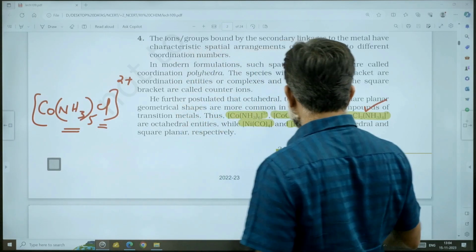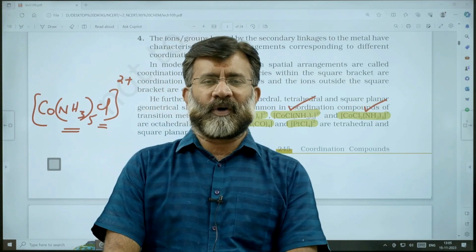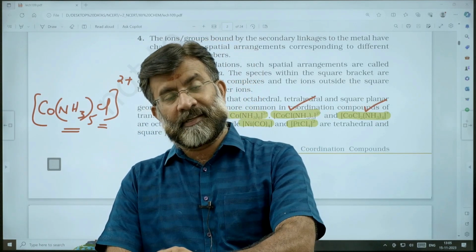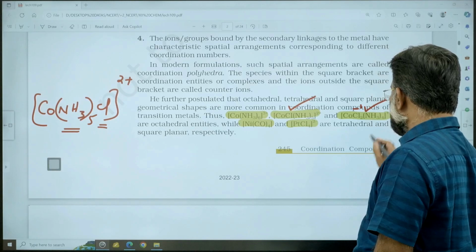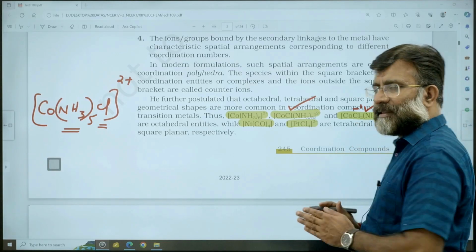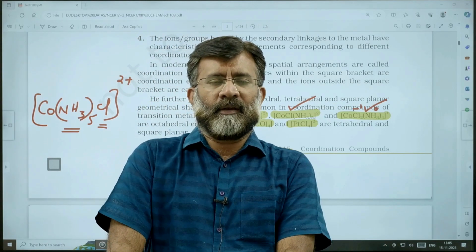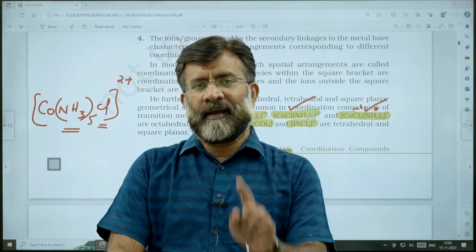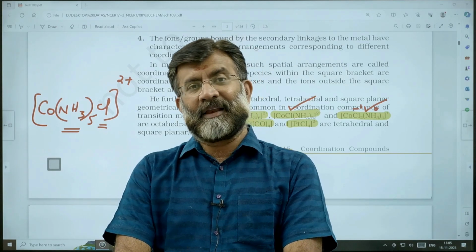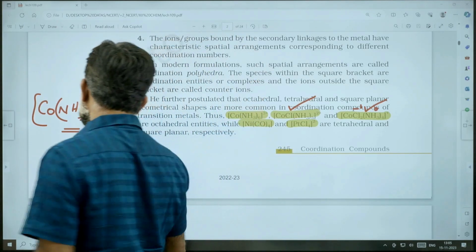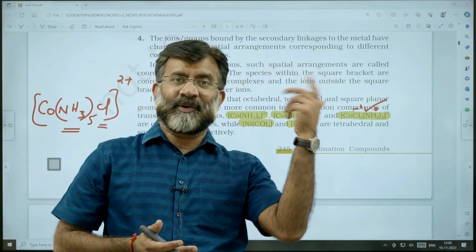This is according to old conventions. In the old conventions, the order of writing ligands was anionic ligand first, neutral ligand next. Chlorine is an anionic ligand, first. Ammonia is a neutral ligand, next. That is the old convention. According to the modern IUPAC recommendation, the ligands should be written in alphabetical order. Hope you understand. So this is correct. What is written here, I am not saying is wrong; it is according to the old convention.